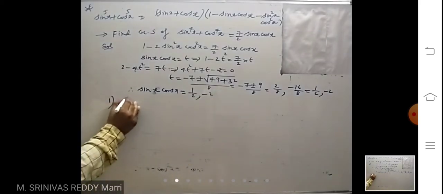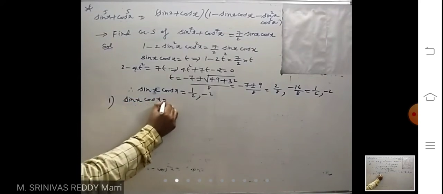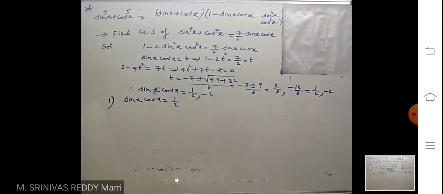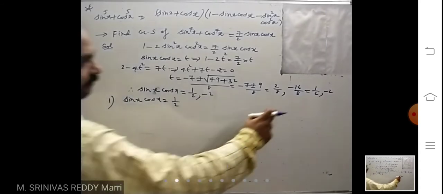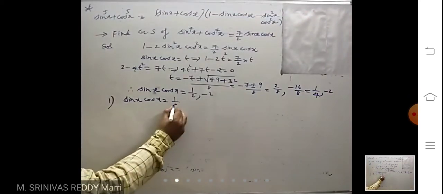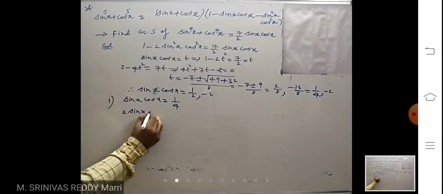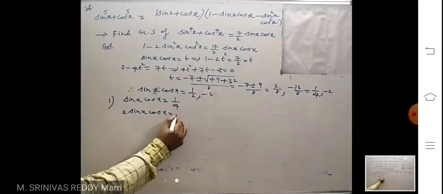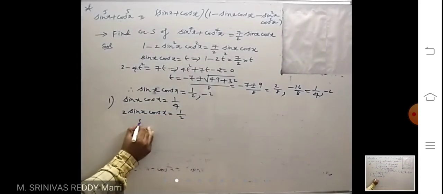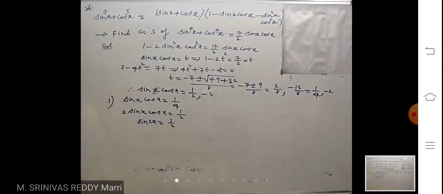Take the first case. Sin x into cos x equal to 1 by 4. Sorry, 1 by 4. Now multiply with 2 such that you will get sin 2x. 2 sin x cos x is nothing but 1 by 2. Now this is sin 2x. Sin 2x is nothing but 1 by 2. Now you got sin value equal to a constant.